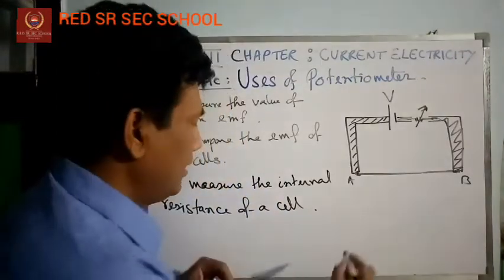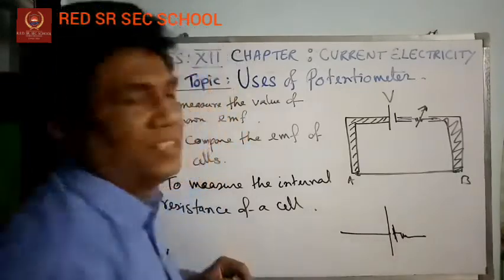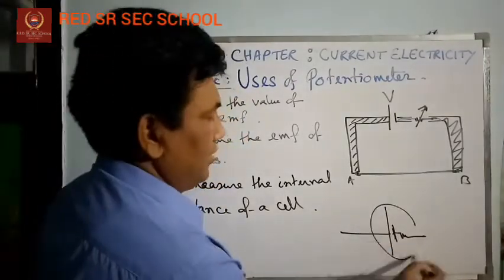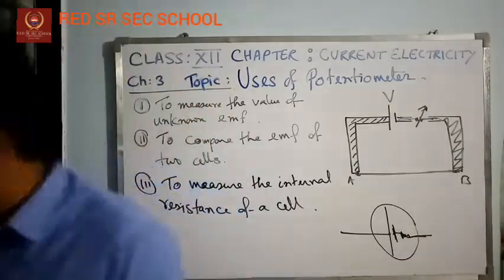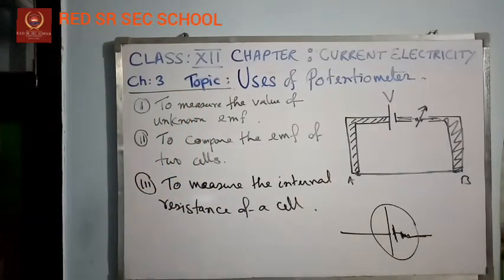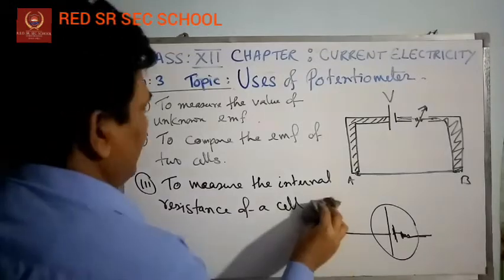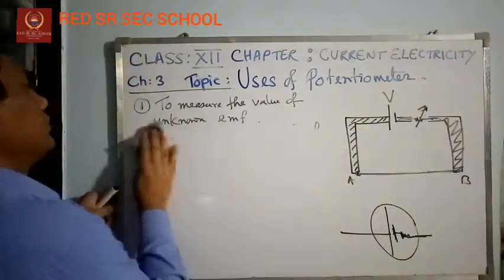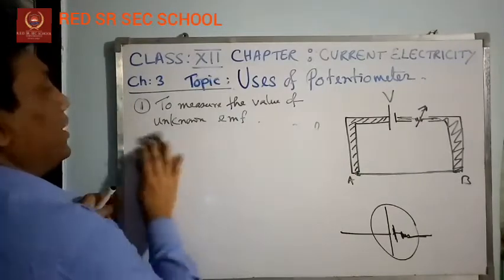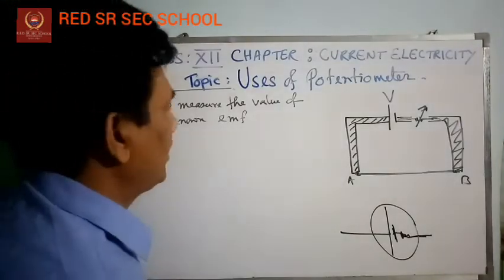So this is the cell. We put a small resistance in series nearby it, and that is called internal resistance. So we are going to find out the value of internal resistance using a potentiometer. Basically there are three uses. First, we measure the EMF of the cell. I hope you copied all these things. Then we are going to explain the first use of it. In fact, the first use was a little bit explained in the last class itself.